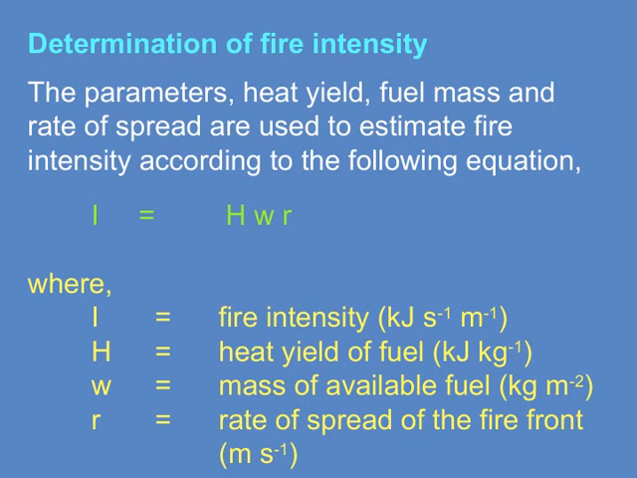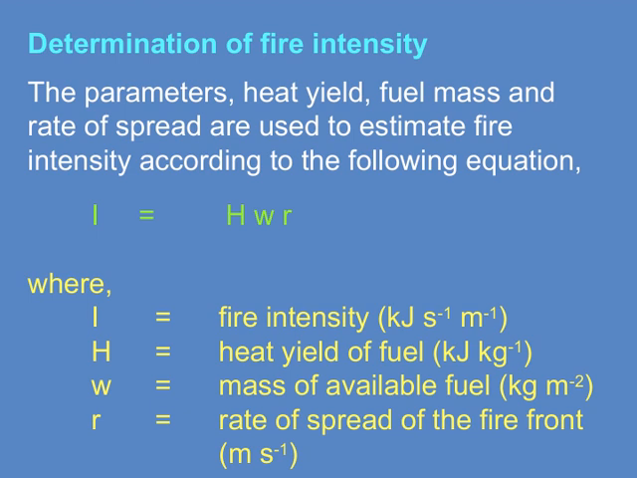Now, let's talk about how we determine fire intensity. The key parameters we look at are heat yield, fuel mass, and rate of spread. These factors come together in a specific equation to give us an estimate of how intense a fire is. The equation is I = H × W × R. I represents the fire intensity, measured in kilojoules per second per meter. H is the heat yield of the fuel, which tells us how much energy is released when the fuel burns, measured in kilojoules per kilogram. W is the amount of available fuel per unit area, in kilograms per square meter. And R is the rate at which the fire front spreads, measured in meters per second.